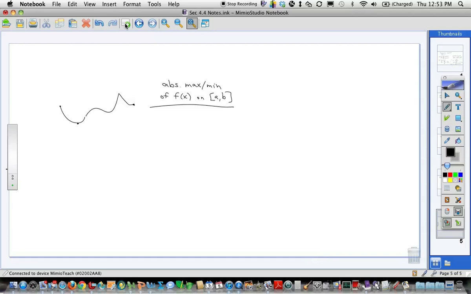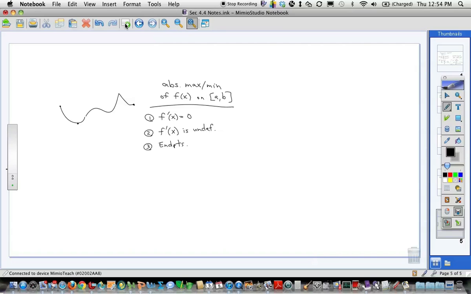So, remember that now? On a closed interval, for any function, the absolute max or min is going to occur where the derivative is 0, or where the derivative is undefined, or at the endpoints. Now, I usually say there are 3 places to look. Those 3 right there: where the derivative is 0, where the derivative is undefined, or at the endpoints.